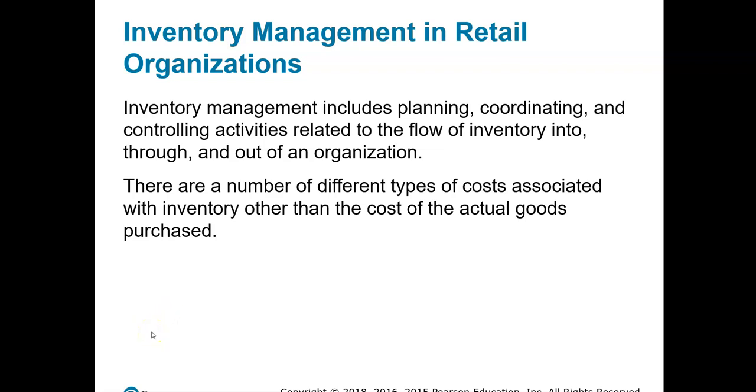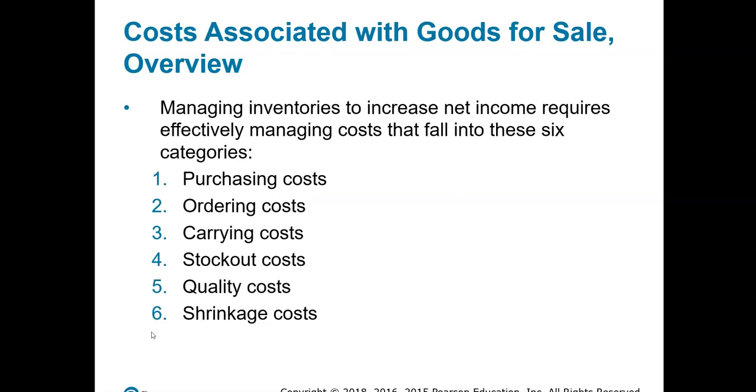Now, there are a number of different types of costs associated with inventory other than the cost of actual goods purchased. And right now, we're just focusing on retail organizations. So other than buying, let's say I buy a soda from Pepsi or Coke, and I put those on the shelf in a cooler so that on a hot summer day, someone can come in, buy that bottle of Coke, go up to the register, pay for it, and enjoy that bottle of Coke. Well, there's more to the cost associated with just purchasing that inventory in that bottle of Coke from Coke itself. There are additional costs associated with it, and we're going to look at some of those costs.